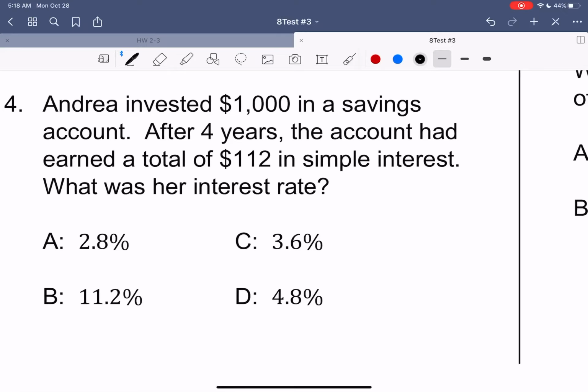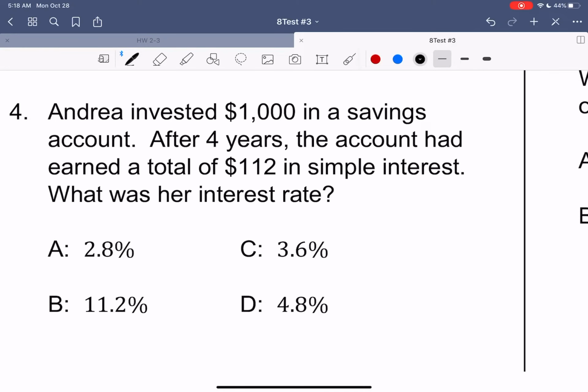So here we go. Andrea invested $1,000 in a savings account. After 4 years, the account had earned a total of $112 in simple interest. What was her interest rate? Okay, here we have a little different situation because we're talking about simple interest, which gives us our formula of I, interest, equals principal times rate times time.